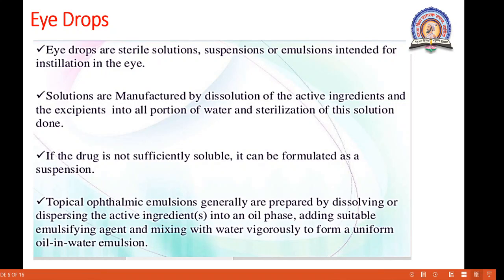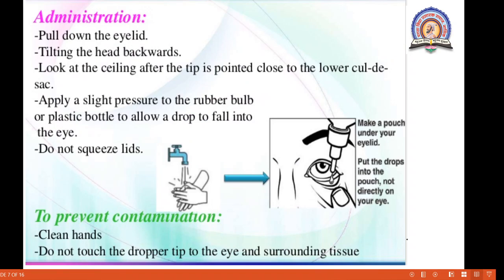Topical ophthalmic emulsions generally are prepared by dissolving or dispersing the active ingredients into the oil phase. How the emulsions are prepared? They use active ingredients and that active ingredients are dissolved in oil phase, adding a suitable emulsifying agent and mixing with the water vigorously to form a uniform oil in water emulsion. Okay, so it is very simple.